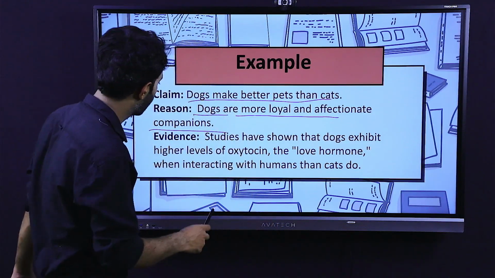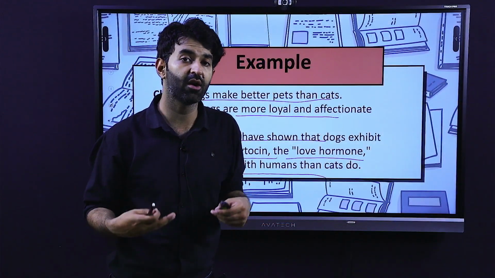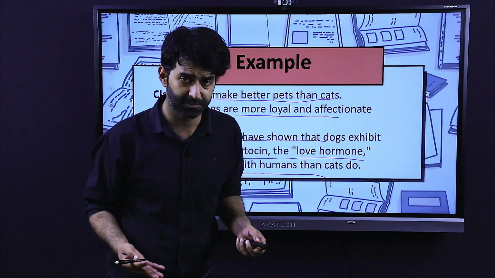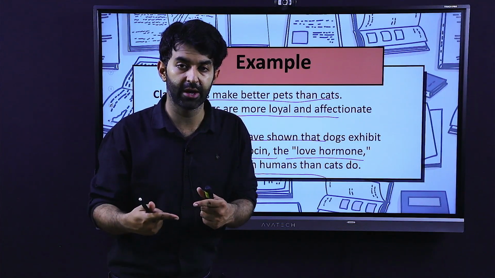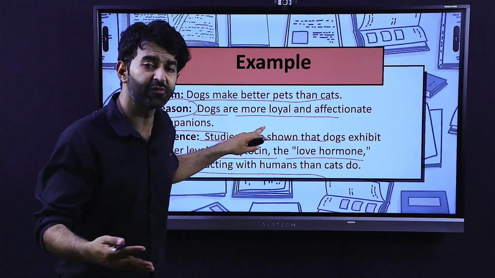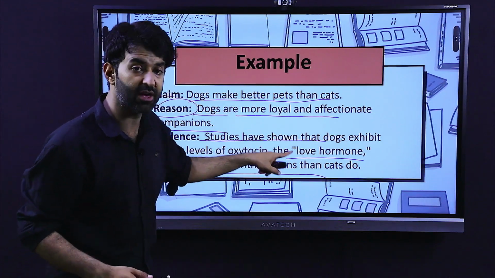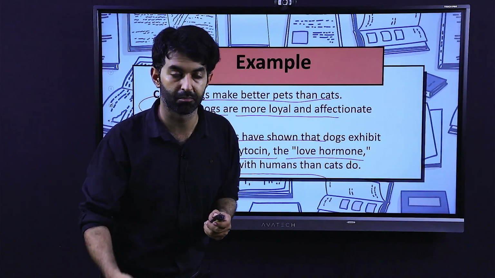Yes. Let's see. Studies have shown that dogs exhibit higher levels of oxytocin, the love hormone, which is called, and when interacting with humans, they release oxytocin, the love hormone. So that's why they are better pets than cats. Now this is an evidence. Now it's up to the reader to check it, to verify it. This is a difference between just giving you a reason for saying the claim, and giving you a proper evidence and a proper opportunity to verify that claim.